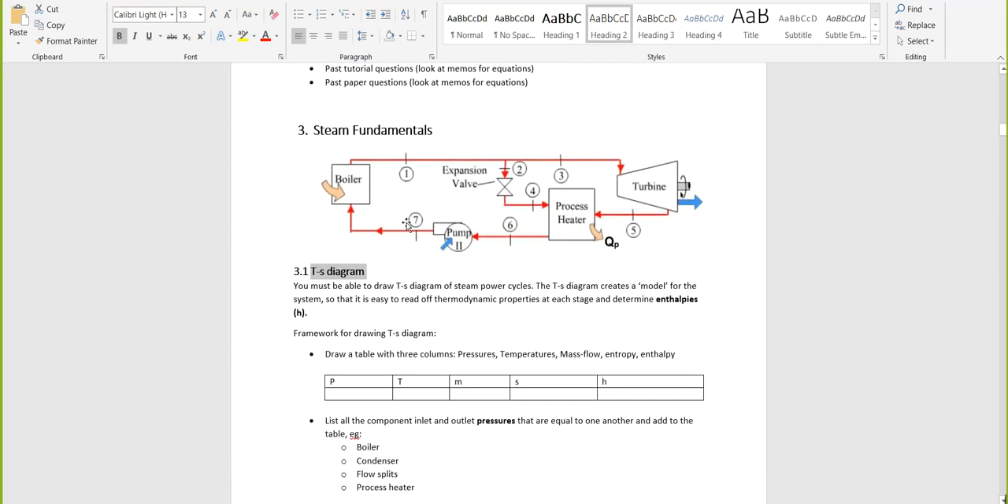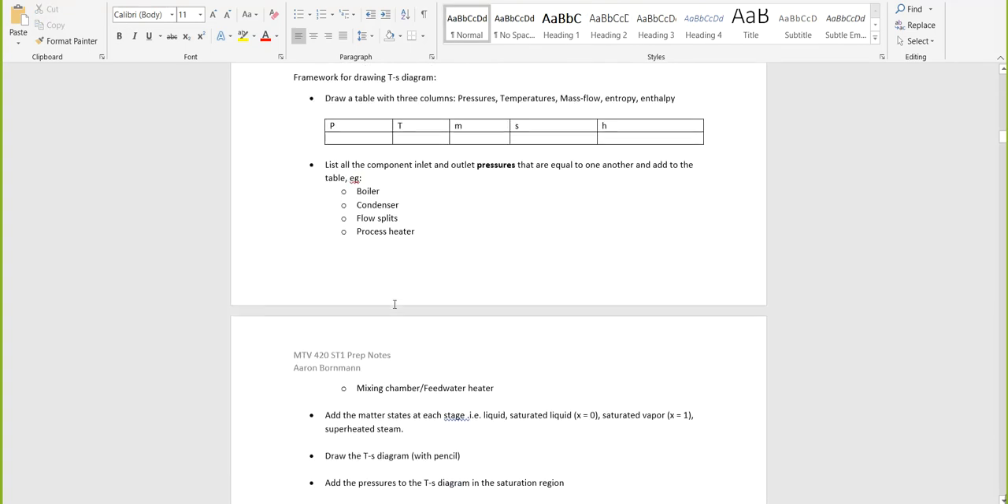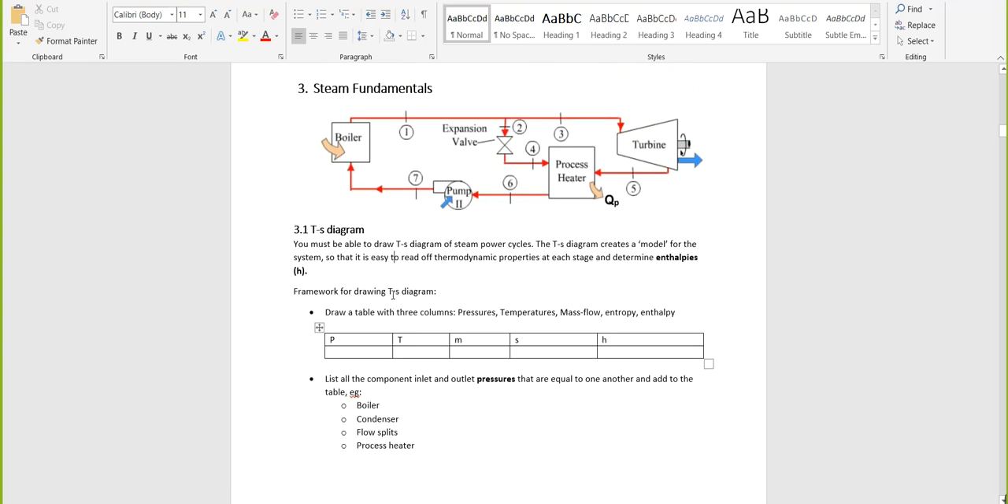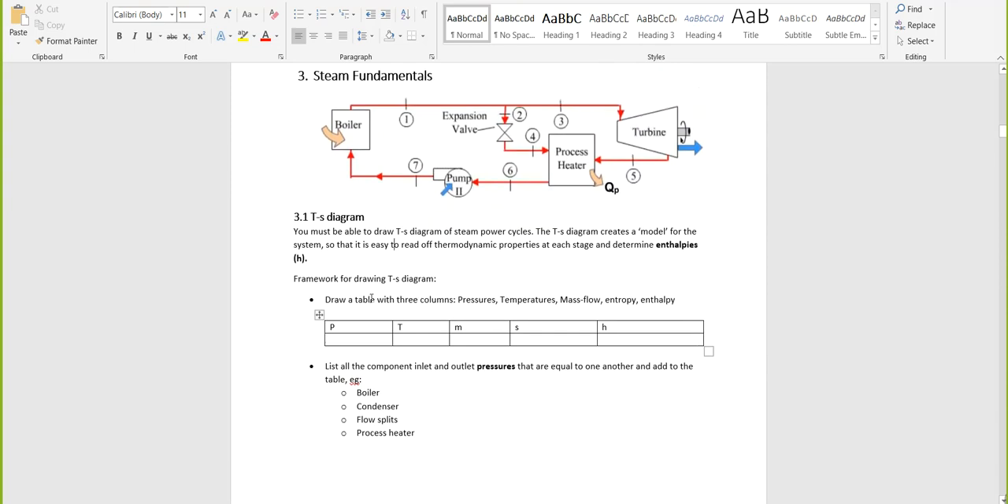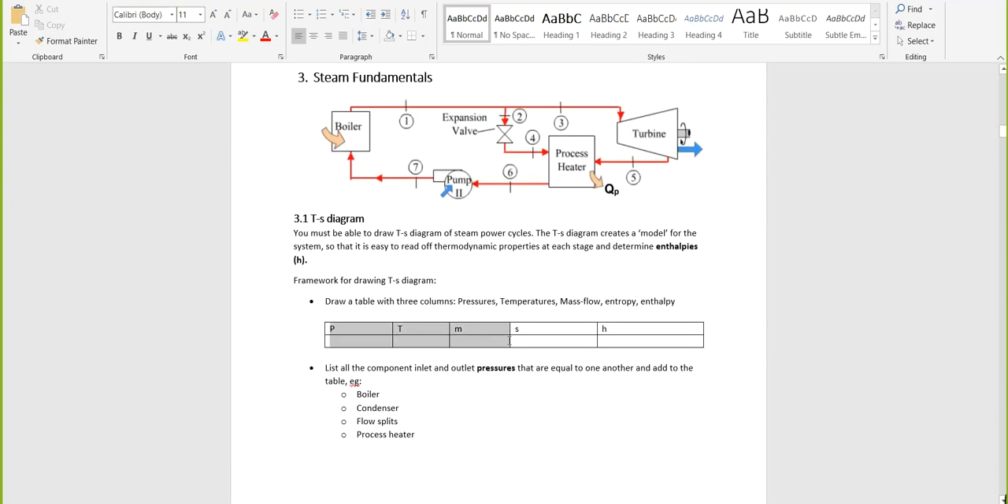Okay, so the main idea with these steam cycles or steam fundamentals is you want to draw your TS diagram. What I outlay here is a framework for you to draw your TS diagrams. The first thing you want to do is draw a table that looks like this. You want to have your pressures, your temperatures, and then you're going to list all your mass flow rates, because when the flow is split up like this, your mass flow rates are going to change, and all your entropies and all your enthalpies.